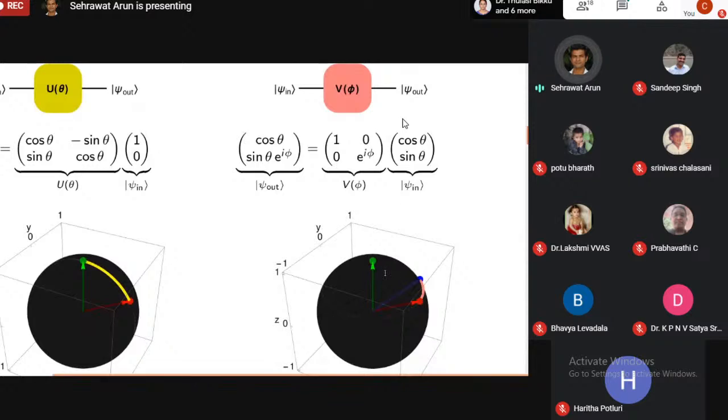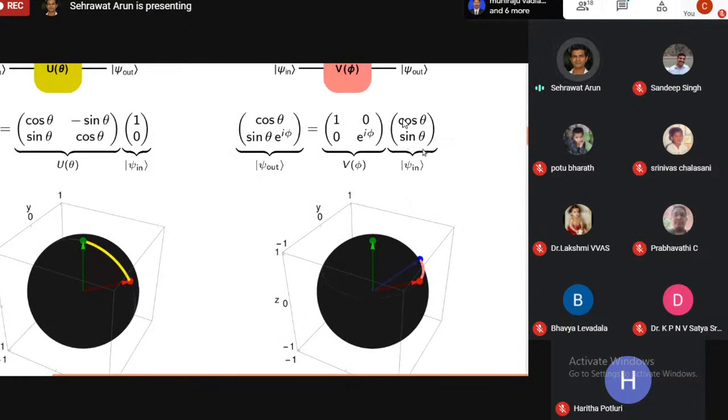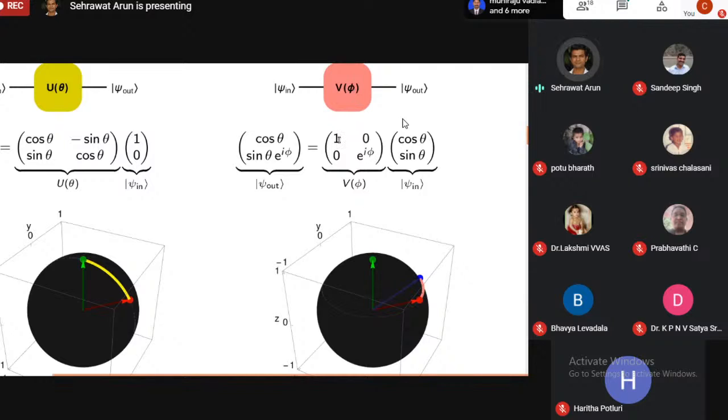Now you apply a rotation about the z-axis, right? So this is the z-axis, and this red point goes to blue. Your red point is this input, and then you apply this V gate, which gives a rotation by angle phi. Then the output state is cos theta, sine theta e raised to the power i phi. This is the most general state you can write. You only need two angles to describe any point on this unit sphere. So the most general state for a two-level system is like this.